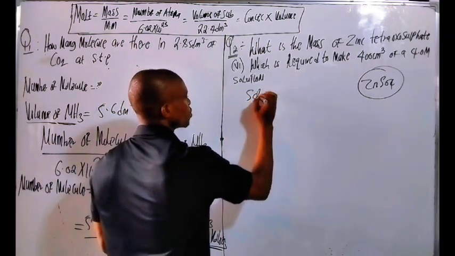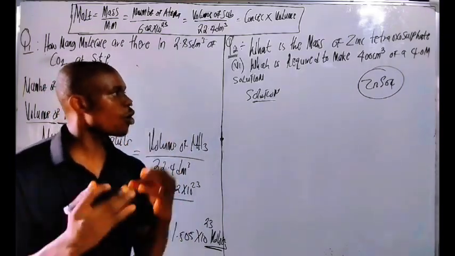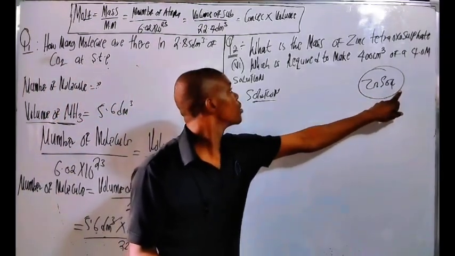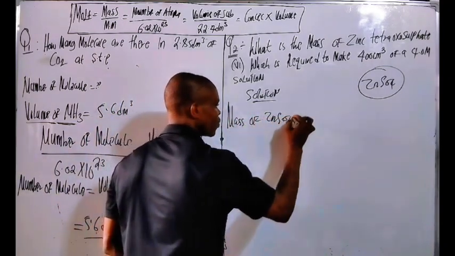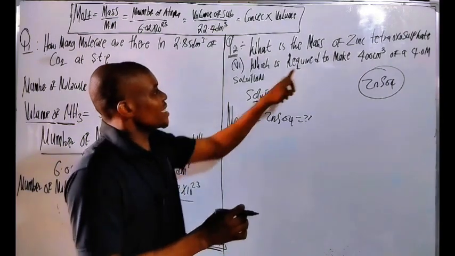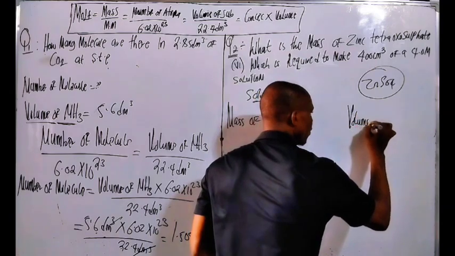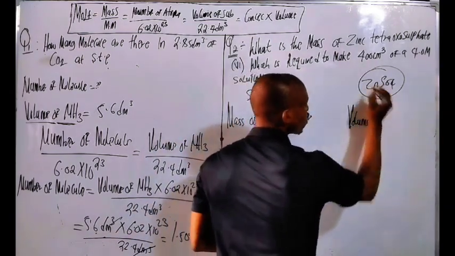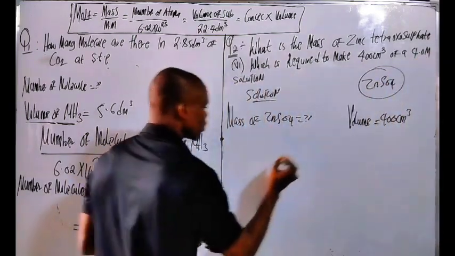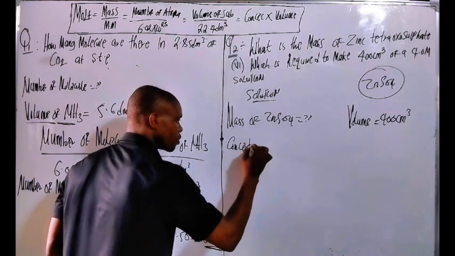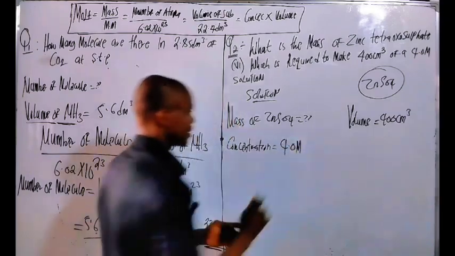So let's write the solution. Let's write out what will be given. They say you will calculate the mass of zinc tetraoxosulfate VI, right? So it will be mass of zinc tetraoxosulfate VI. This is what they say you will look for, which is required to make. Now they give us the volume of the compound, which is 400 cm cube. Now the concentration is equal to 4.0 molarity.